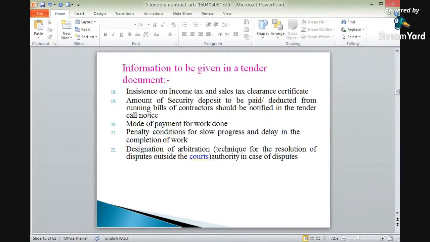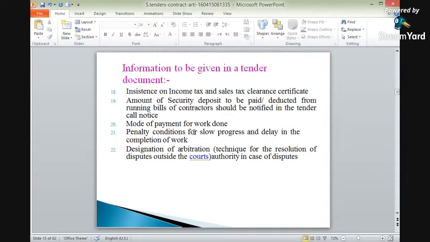Okay. Again, mode of payment of work done. What will be the mode of payment? Whether it will be done through check, or through DD, or through cash. What will be the mode of payment of work done? So after completion of work, what will be the mode of payment? Okay, it is also important.